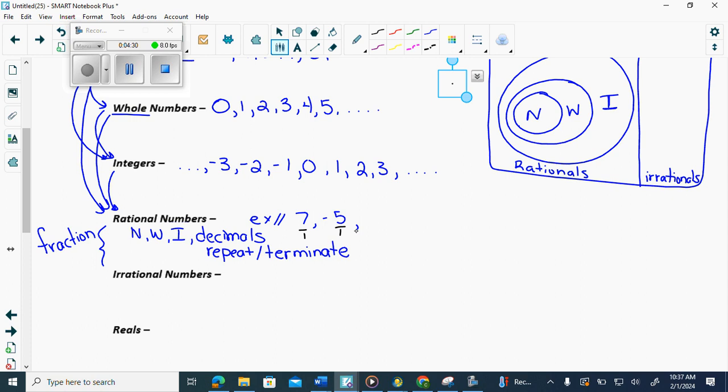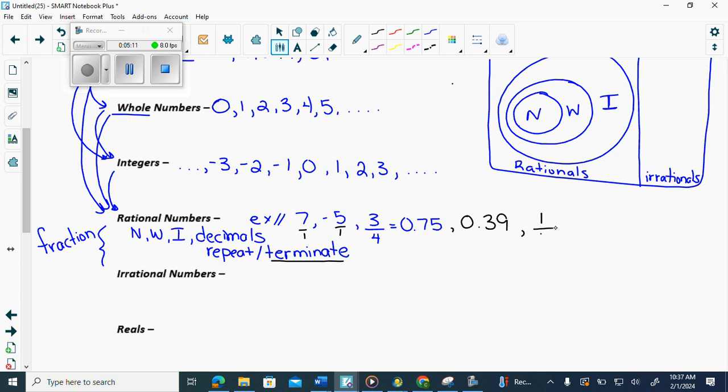But also, 3/4 is a fraction, is it not? And it is 0.75. And 0.75 is a terminating decimal because it stops. Terminate just means stops. So 0.75 is rational. 0.4 would be rational. 0.398 would be rational. Any terminating decimal, because they can be made into fractions, is still rational. And then repeating decimals are rationals because repeating decimals can be turned into fractions. Like 1/3. 1/3 is the same as 0.3 repeating, right?